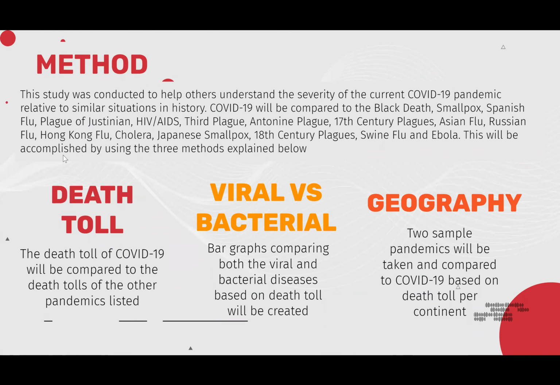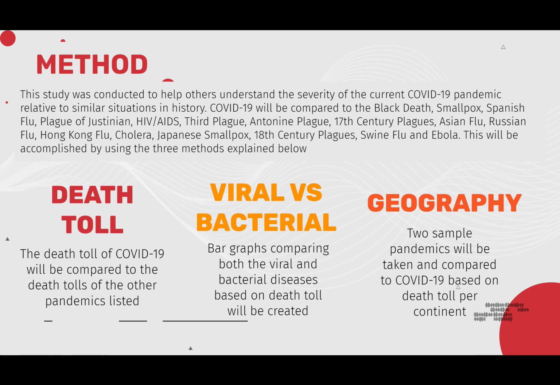Now let's look at my method. This study was conducted to help others understand the severity of the current COVID-19 pandemic relative to similar situations in history. COVID-19 will be compared to the Black Death, smallpox, Spanish flu, plague of Justinian, HIV/AIDS, Third Plague, Antonine Plague, 17th century plagues, Asian flu, Russian flu, Hong Kong flu, cholera, Japanese smallpox, 18th century plagues, swine flu, and Ebola.